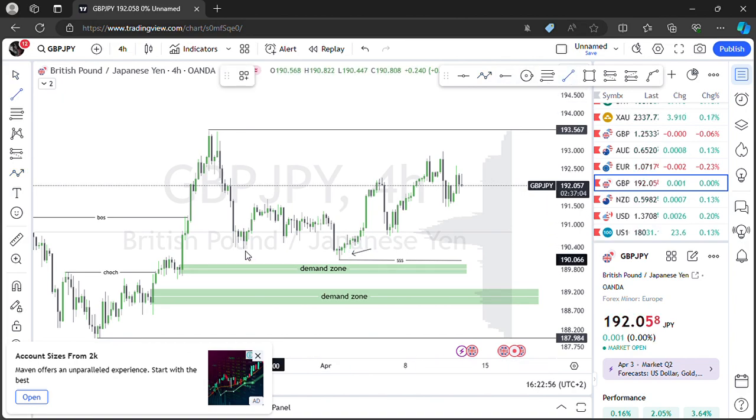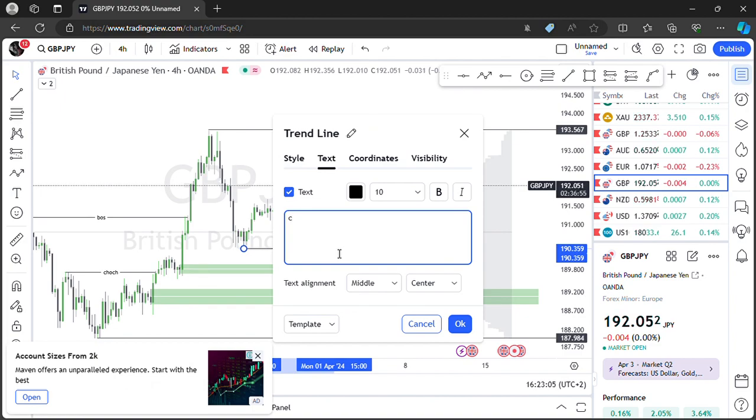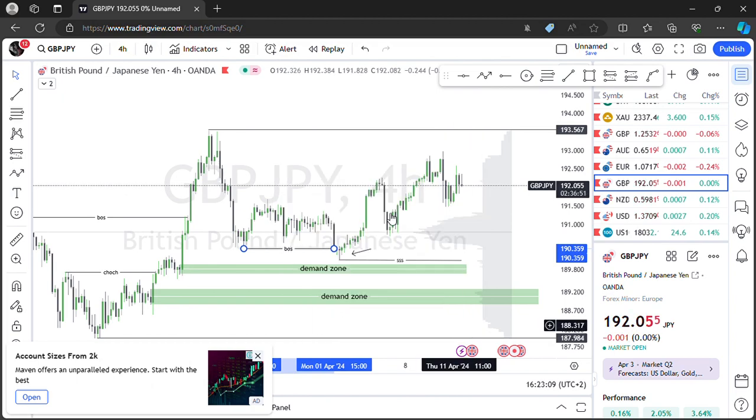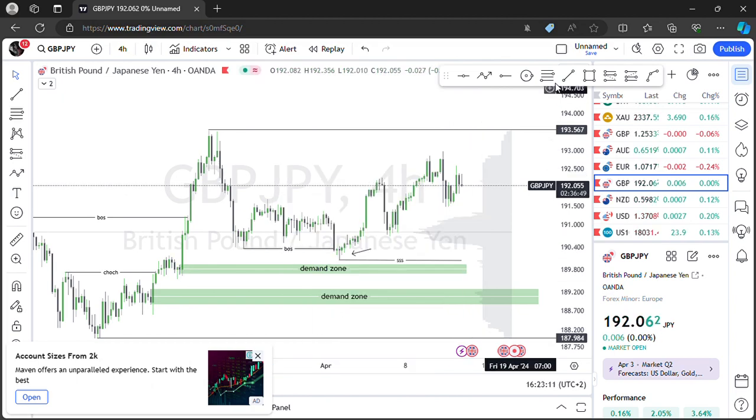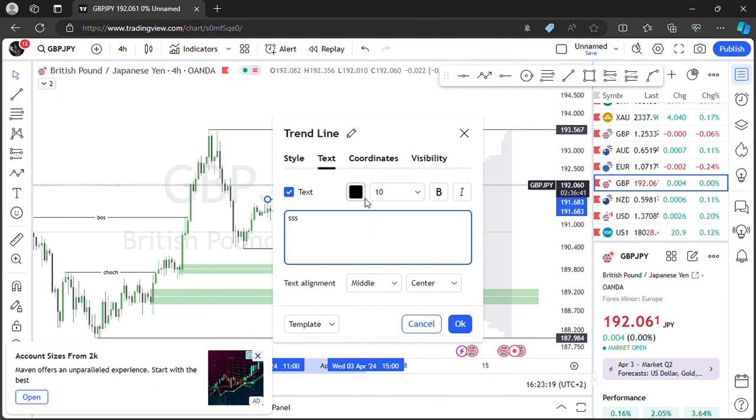So we also have a break of structure here. That's our BOS. And then we had buy side liquidity here. That buy side liquidity was taken out. So since that buy side liquidity was taken out, it became a break of structure.